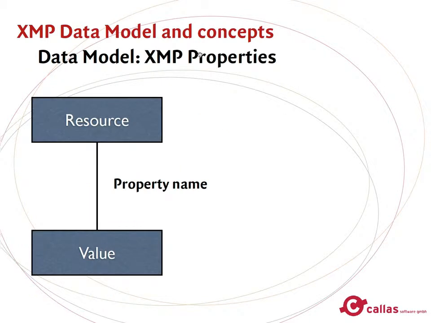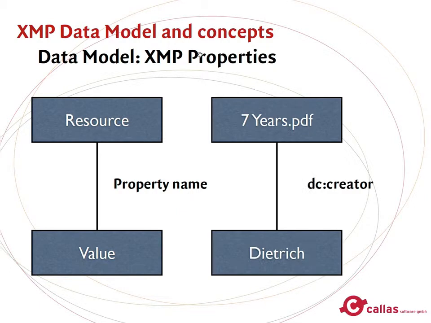So, XMP is a language to describe metadata, and metadata always consists of three entities. It describes a resource, it has a name and a value. For example, this presentation is a PDF file. The resource would be the PDF file we are just looking at. It has a metadata property, dc:creator, and this has a value. It's Dietrich. Dietrich and Ulrich, actually.